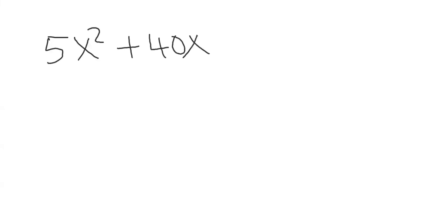Let's do 5x squared plus 40x minus x minus 8. So we have two minus signs there in our equation. So be very careful. So we are factorizing by grouping.